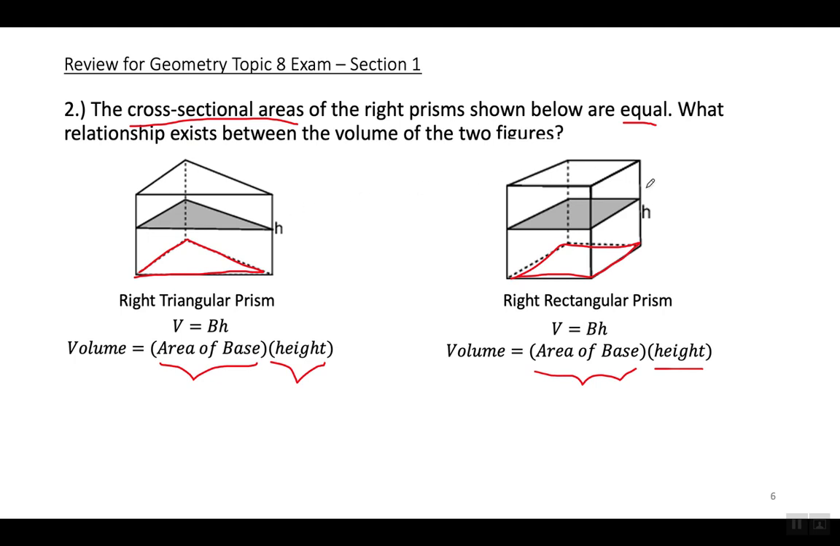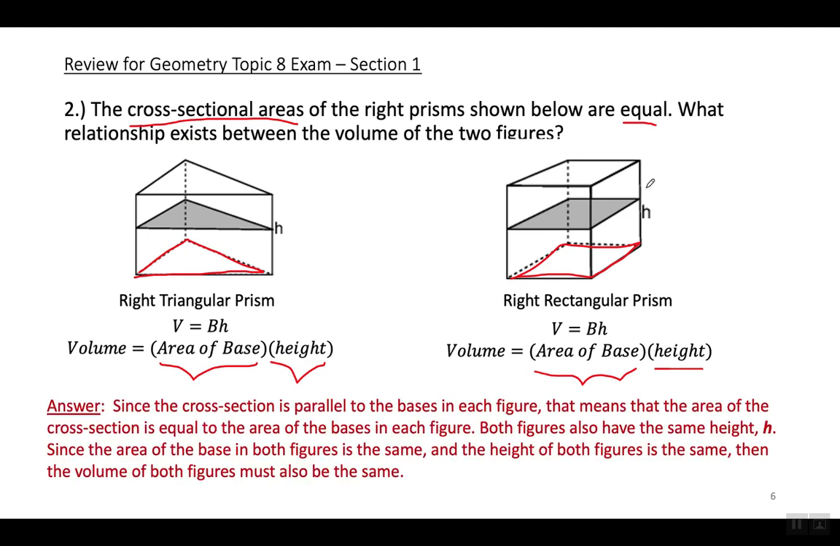So what does that tell us about the volume of the two figures? The volume of the two figures is going to be the same, because if the height is the same in both figures, and the area of the base is the same in both figures, when you multiply them, the volume is going to be the same. So the volume of the two figures is the same. That's what I wrote down here.